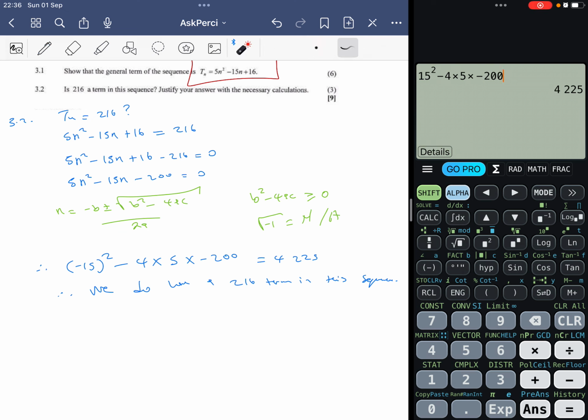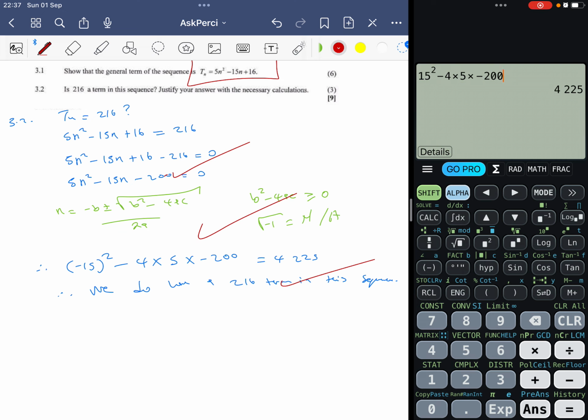I'll give you a mark for the answer, a mark for understanding this, and a mark for having this. So yeah, that's your answer. But I want you now to find n for me. From here, find n. I've given you the start. I want you to find n where the term is 216. What is that n?